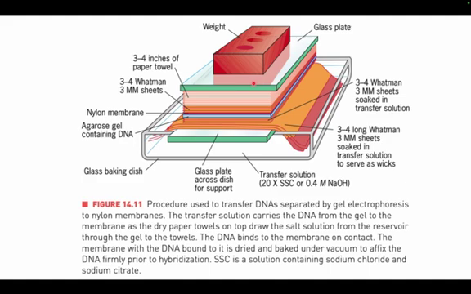So in this process, the transfer solution carries the DNA from the gel to the membrane, as the dry paper towels on top draw salt solution from the reservoir up. So through capillary action, it's been drawn up, and as a result, DNA is being transferred from the gel to the membrane. The DNA binds to the membrane on contact, after which we can remove the membrane. Then we will dry the membrane to make sure that the DNA is stuck to it. Dry and bake it under a vacuum so it's stuck very firmly. And then we can proceed to autoradiography.